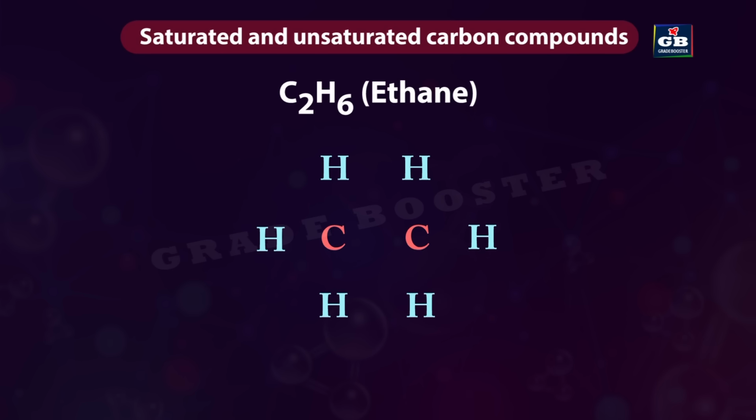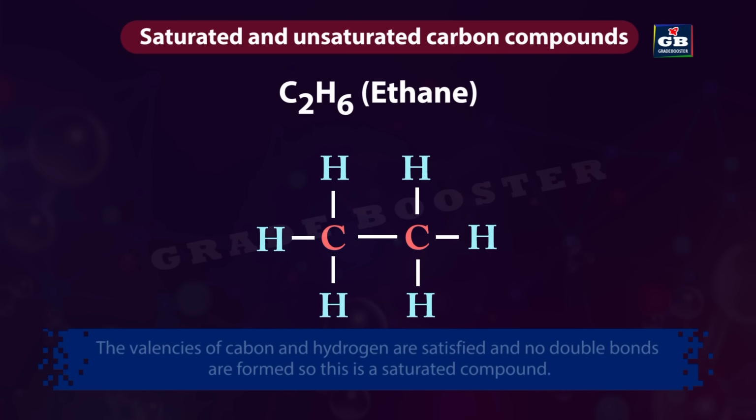First link carbon with carbon using a single bond. Then link 3 hydrogens with 1 carbon and 3 with the other. The valencies of carbon and hydrogen are satisfied and no double bonds are formed. So, this is a saturated compound.